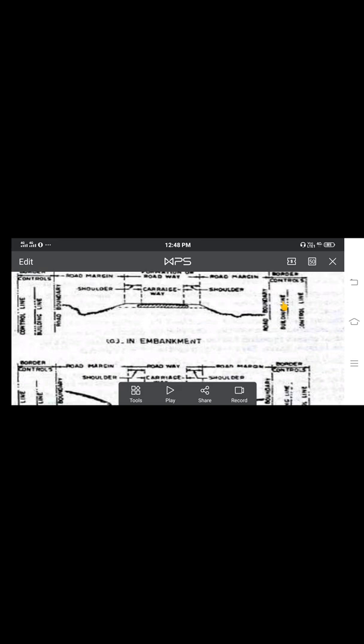See here, centrally whatever it is, that is carriageway. Apart from this, the distance is what you can call as footpath or shoulders. This is road margin. Again, road margin. This is the road boundary. These are the border controls. One is the building line, another is the control line. Building line and the control line. Okay.